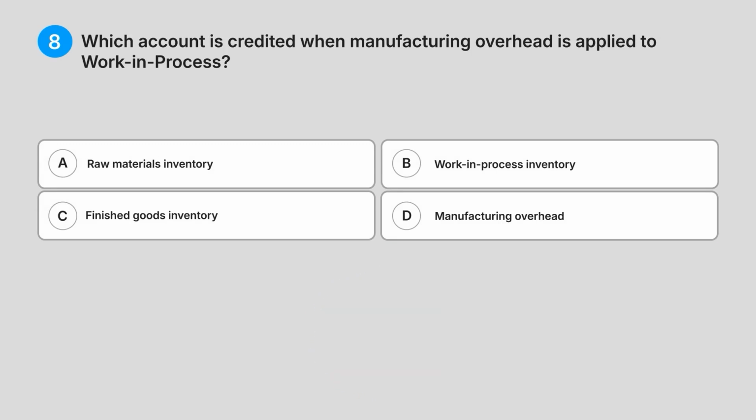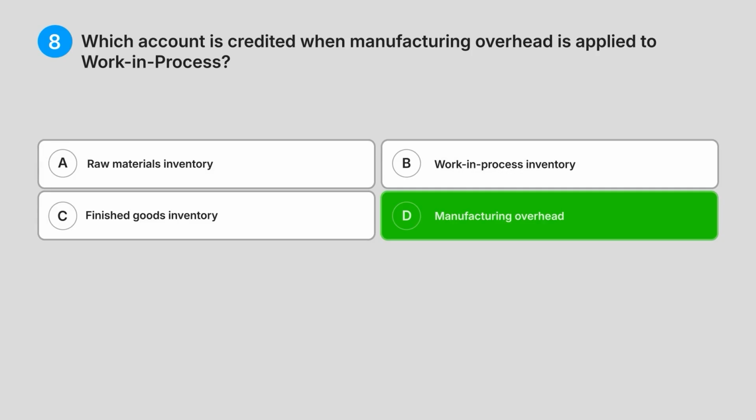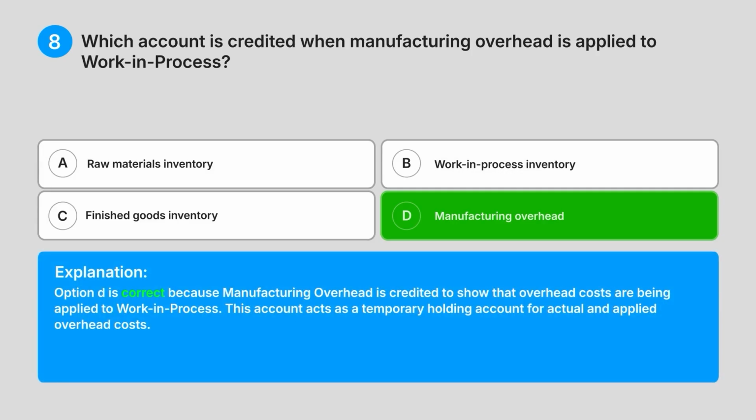Correct answer, D. Manufacturing overhead. Explanation. Option D is correct because manufacturing overhead is credited to show that overhead costs are being applied to work in process. This account acts as a temporary holding account for actual and applied overhead costs.